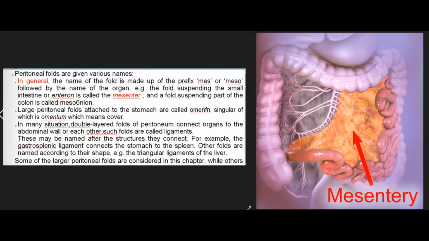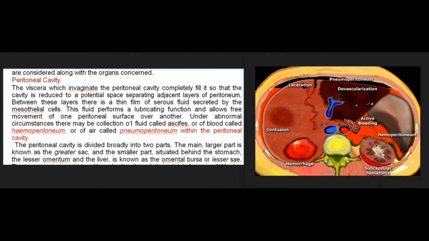These may be named after the structures they connect. For example, the gastrosplenic ligament connects the stomach to the spleen. Other folds are named according to their shape, e.g. the triangular ligaments of the liver. Some of the larger peritoneal folds are considered in this chapter, while others are considered along with the organs concerned.